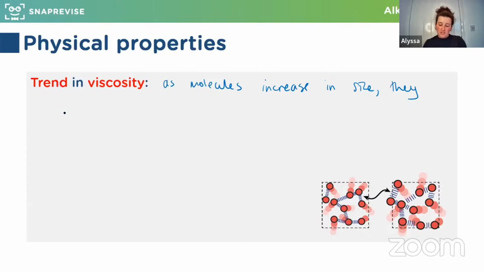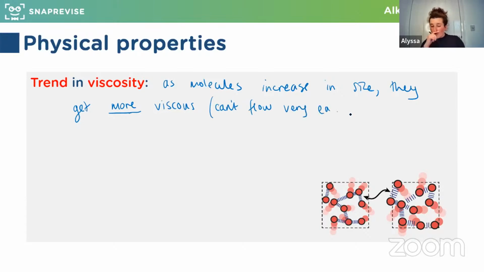As molecules increase in size, they get more viscous. Can't spell viscous. Viscous. There we go. As in they can't flow very easily.